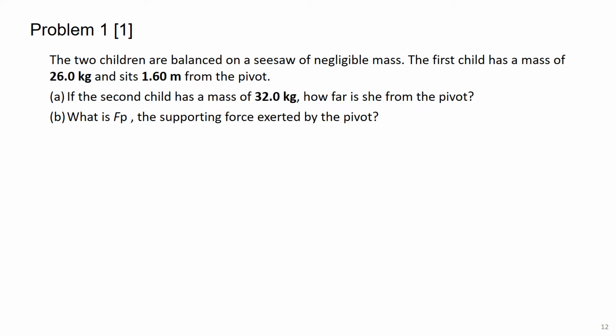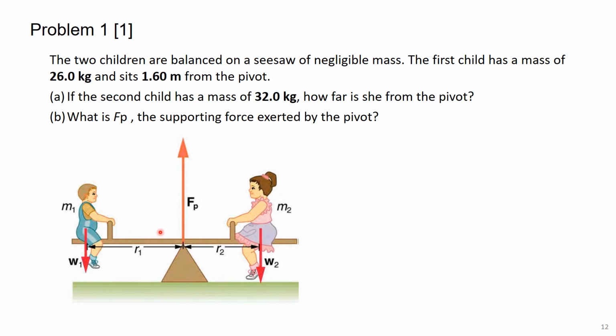So let's do some more problems. This is what we're given. We have two children balanced on a seesaw and the mass of the seesaw is negligible. One child has a mass of 26 kilograms and sits 1.6 meters from the pivot. The other child has a mass of 32 kilograms and we are trying to calculate how far she is from the pivot. So let's draw a picture.